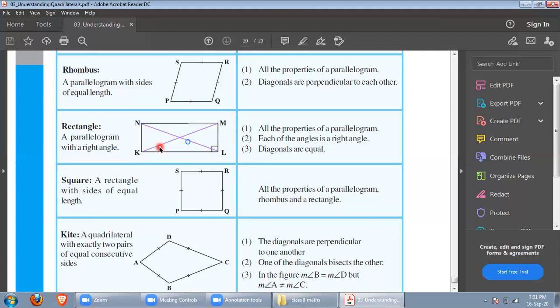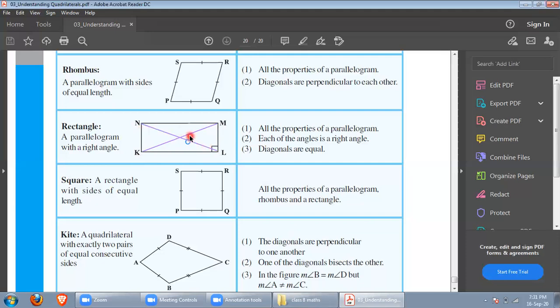So, automatically, by congruence part of congruent triangles, the side LN and the side KM are equal. That means the diagonal NL and diagonal KM are also equal. This is another additional property of a rectangle.